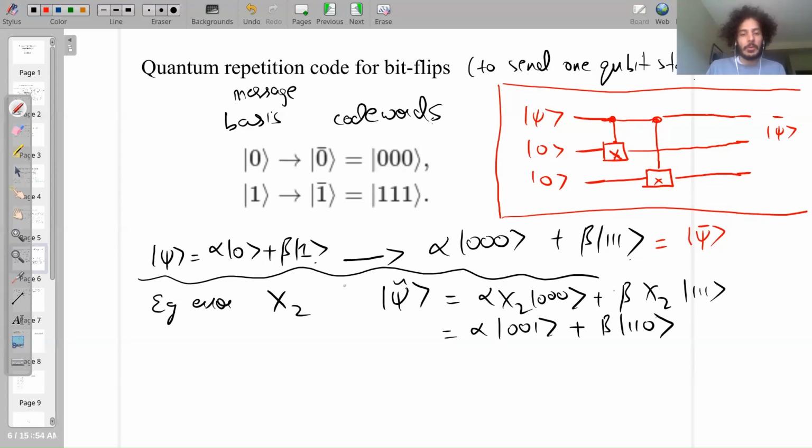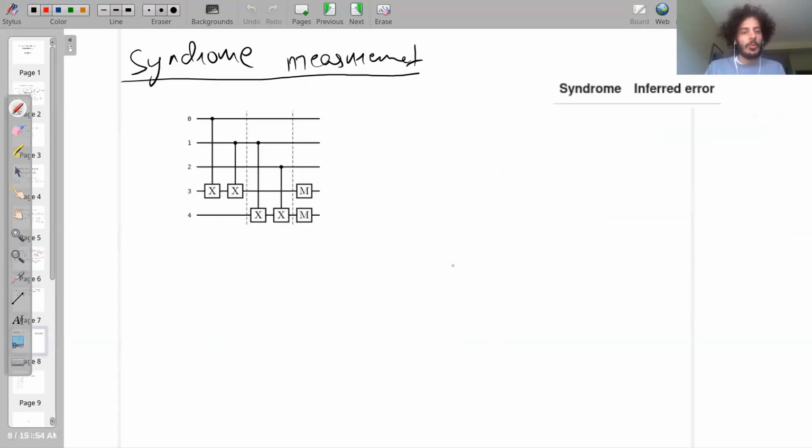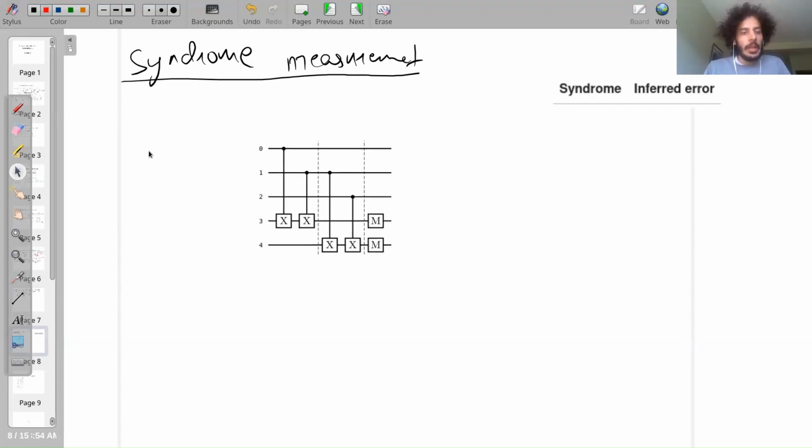Keeping this in mind, let's talk about errors again. Suppose that on the first 3 qubits, what we get is some psi tilde, and for instance, psi tilde, we said, could have been alpha 001 plus beta 110.